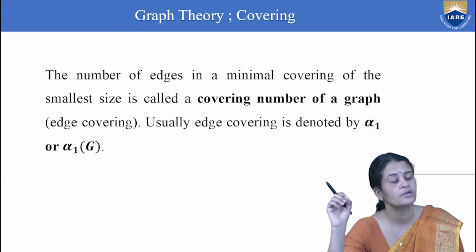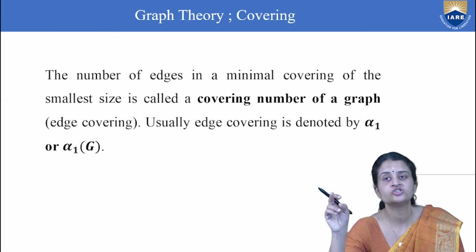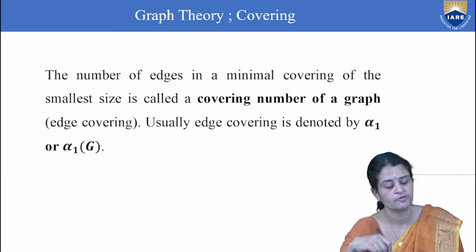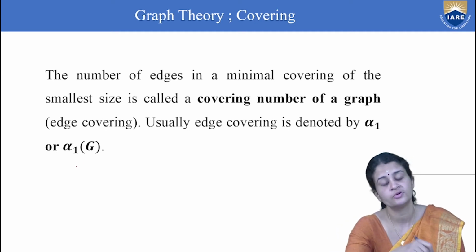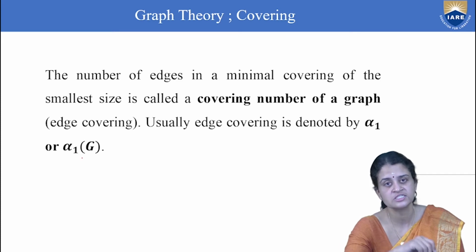So, minimal covering and covering number. Usually this edge covering number is denoted by alpha 1 or alpha 1 of G. That is, we are specifying with respect to which graph we are describing this alpha 1. That is why we call it alpha 1 of G.